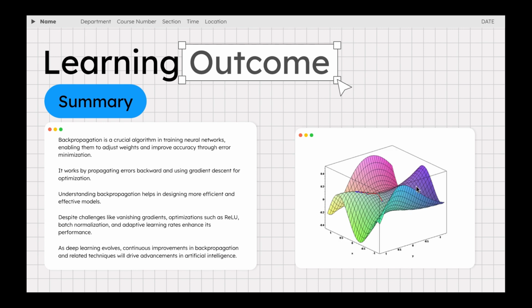The learning outcome is that backpropagation is a crucial algorithm in training neural networks, enabling them to adjust weights and improve accuracy through minimization. It works by propagating errors backwards and using gradient descent for optimization. Understanding backpropagation helps in designing more efficient and effective models. Despite challenges like vanishing gradients, optimizations such as ReLU, batch normalization, and adaptive learning rates enhance its performance. As deep learning evolves, continuous improvements in backpropagation and related techniques will drive advancements in artificial intelligence.